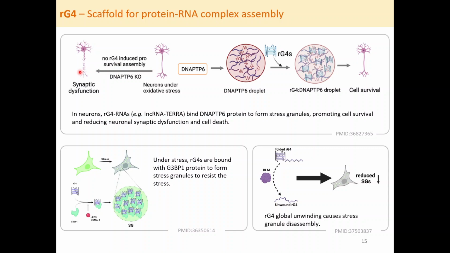In osteosarcoma U2OS cells under stress, the RNA-binding protein G3BP1 interacts with rG4-containing RNAs to form stress granules, which protect cells from functional collapse. Conversely, BLM protein in stress granules can unwind the rG4s with its helicase activity, thereby negatively regulating stress granules.